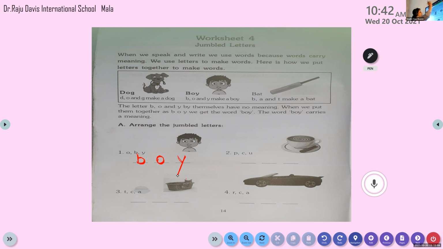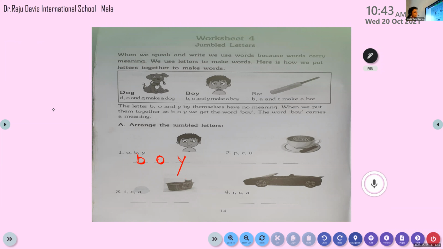Okay. Now let's move on to the next word. Have all of you finished? Yes? Have all of you finished? Yes. Now let's move on to the next word.